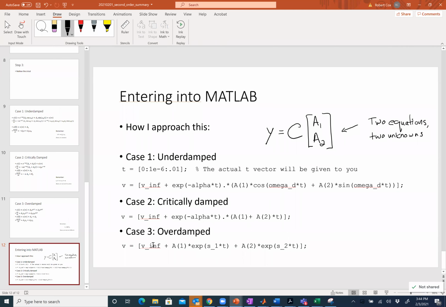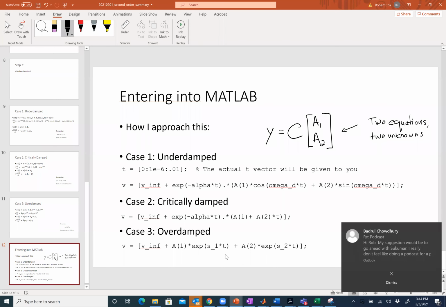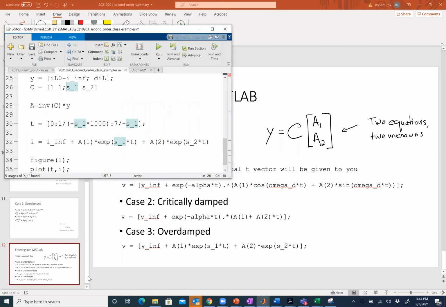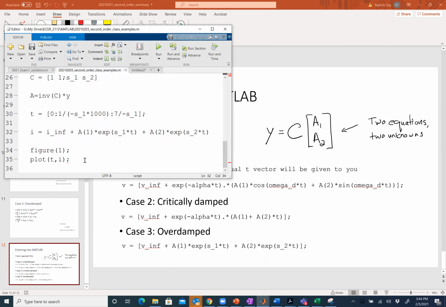Since I'm looking at overdamped, I look at this character. It would be I in this case instead of V. No big deal, otherwise it's the same. And we've got this right here. I plug that in. And notice what I did here. A of 1 means it's the top value here. A of 2 means it's the bottom value. And then I make a plot.